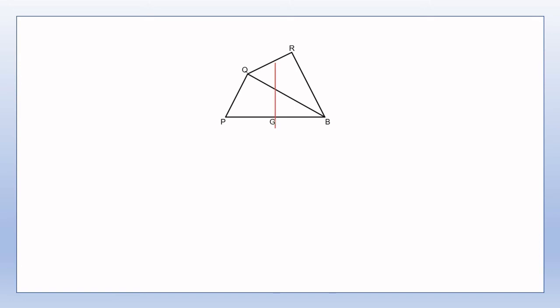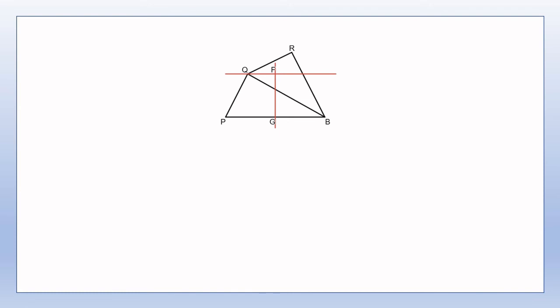This is done by bisecting the side PB at G and drawing a line perpendicular to PB through G. That is, the perpendicular bisector of PB. Propositions 10 and 11 of book 1 allow us to do this. Then using proposition 31 of book 1, we can draw a line through Q parallel to PB and intersecting the perpendicular bisector of PB in the point F.